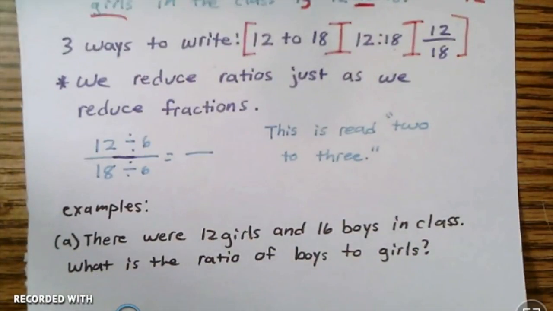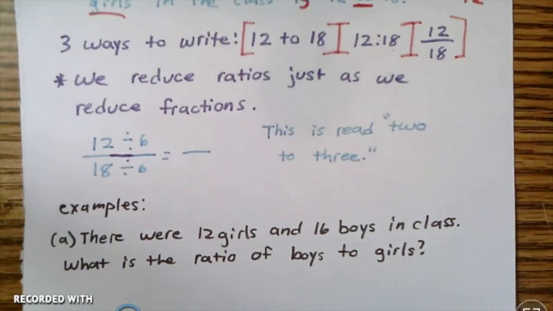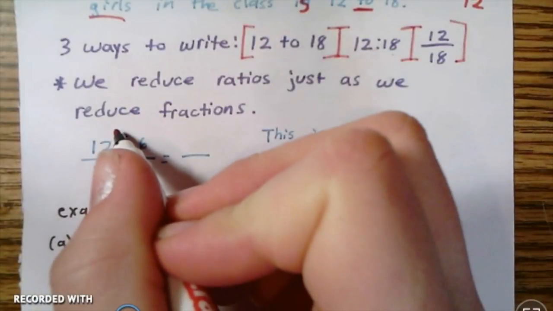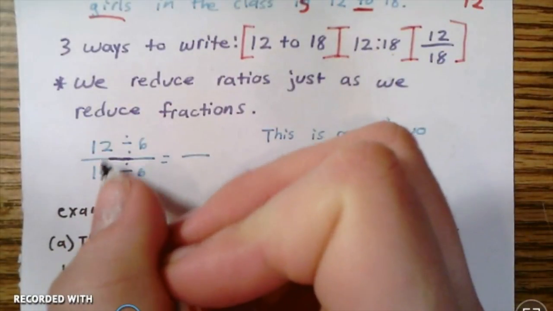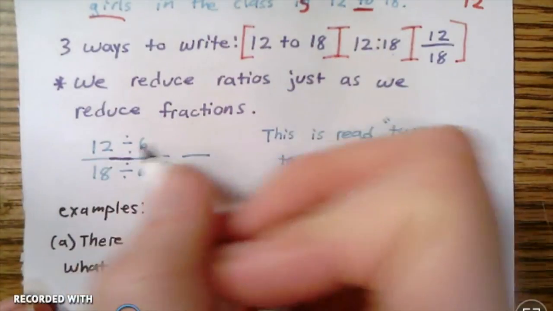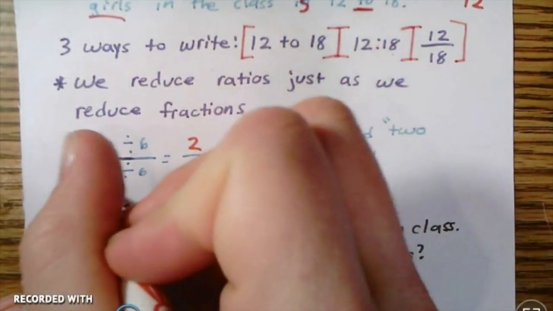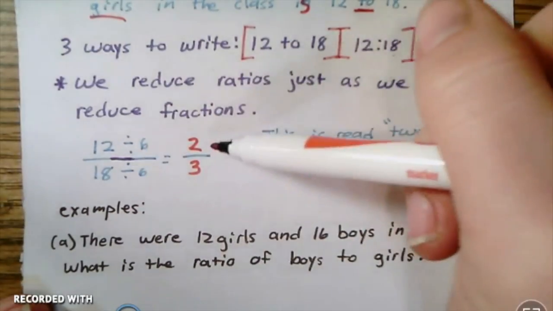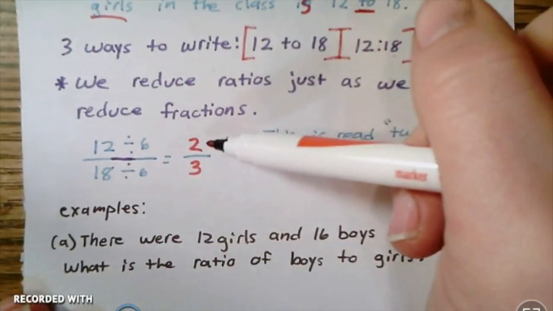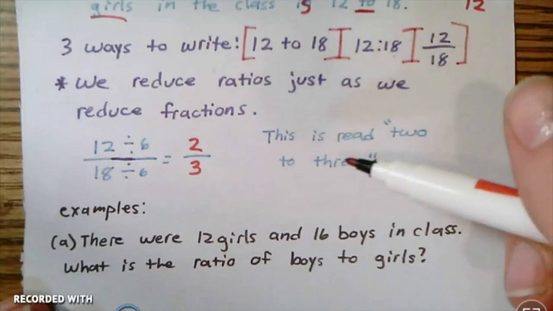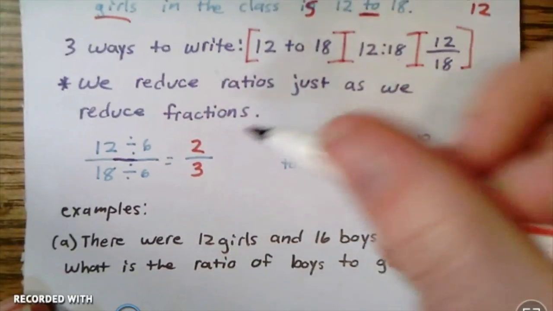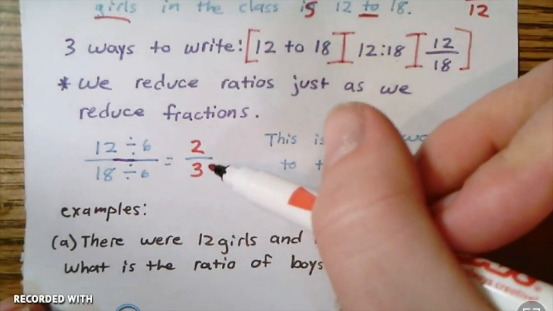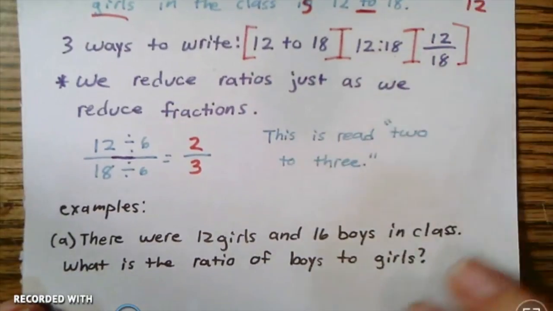All right, we reduce ratios just as we reduce fractions, as long as you're not making it into a mixed number. So for example, let's use this ratio. We had 12 to 18. I'm going to divide both the 12 and the 18 by 6. 12 divided by 6 is 2. 18 divided by 6 is 3. So this ratio can be reduced. Instead of saying 12 to 18, we can say 2 to 3, and this is read 2 to 3. And it's telling us that for every 2 boys, there are 3 girls. That's the whole point of the ratio.